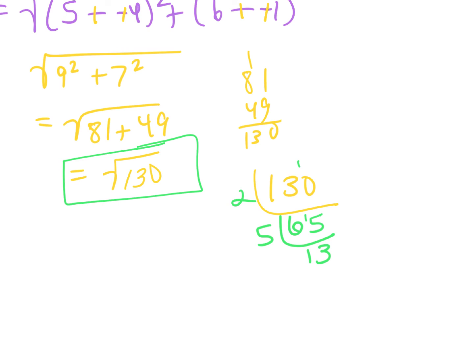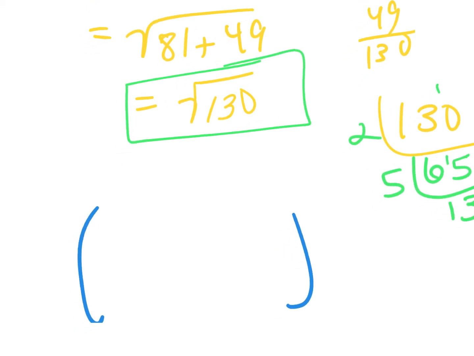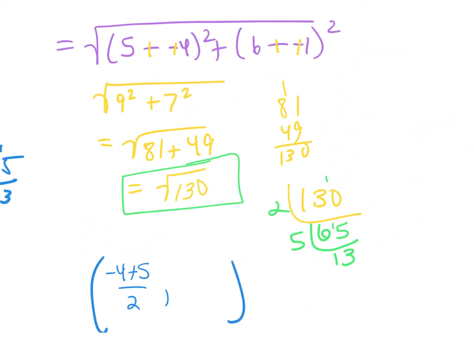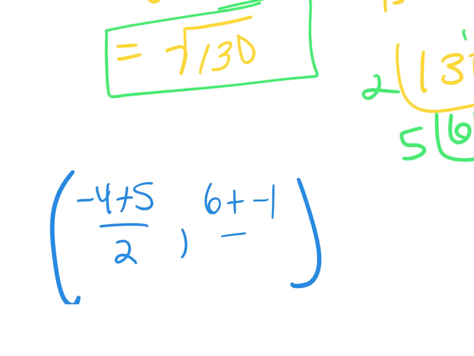Sometimes it will. Girls, I'm almost done. Sometimes it will, sometimes it won't. But to find the midpoint, what do we do with our x's and what do we do with our y's? Add them. Negative 4 plus 5 divided by 2, comma, 6 plus negative 1 divided by 2. Yes, I understand that's the same as 6 minus 1, but I would get in the habit of writing that plus sign so you guys don't forget.